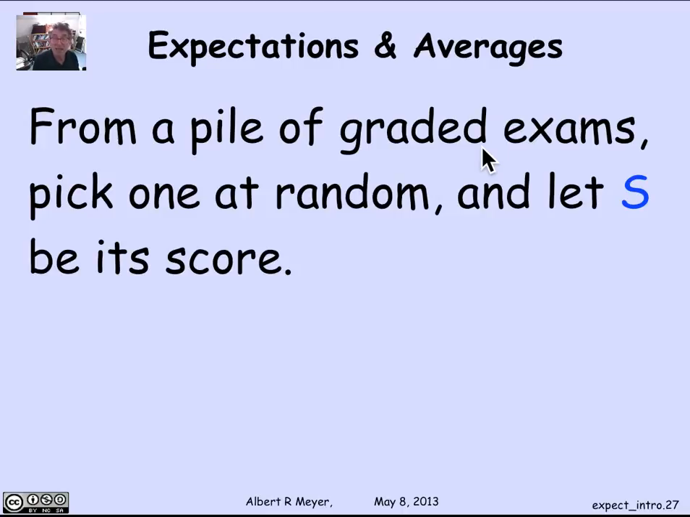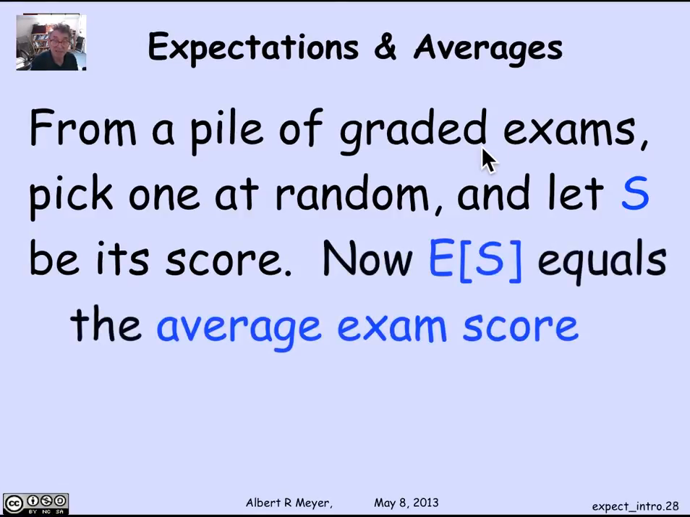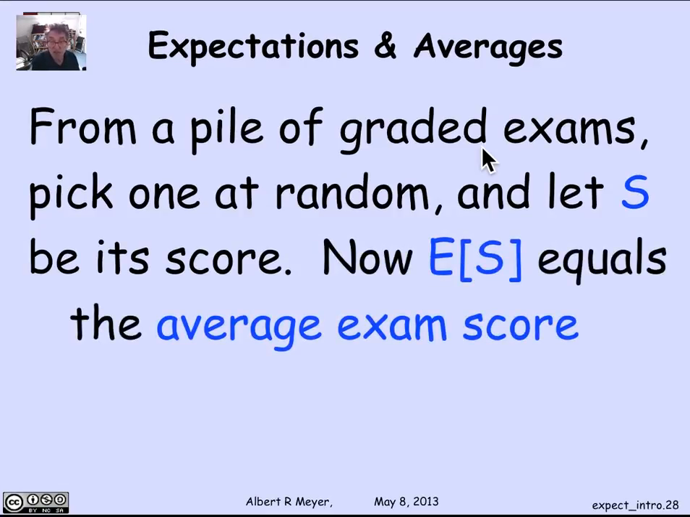So S is actually not a uniform random variable, but I'm picking the exams with equal probability, and then they have different scores. So the outcomes are of uniform probability, but S is not, because there might be a lot of exams with the same score. All right, S is a random variable defined by this process of picking a random exam. And then you can just check that the expectation of S now exactly equals the average exam score, which is the typical thing that students want to know when the exam is done.